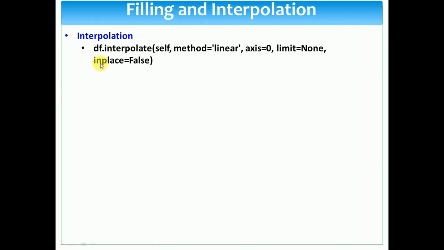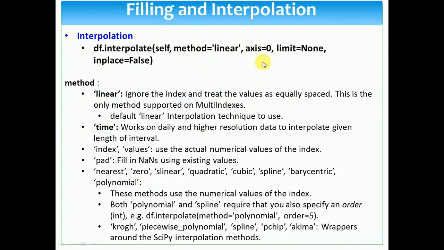So the function you are going to make use of is interpolate and the method is linear, and then axis equal to 0, and inplace can be true or false, depending on that. Linear is the one where you ignore the index and treat the values as equally spaced. This is the only method supported on multi-indexing. So if you are going to do multi-indexing, then linear is the one.